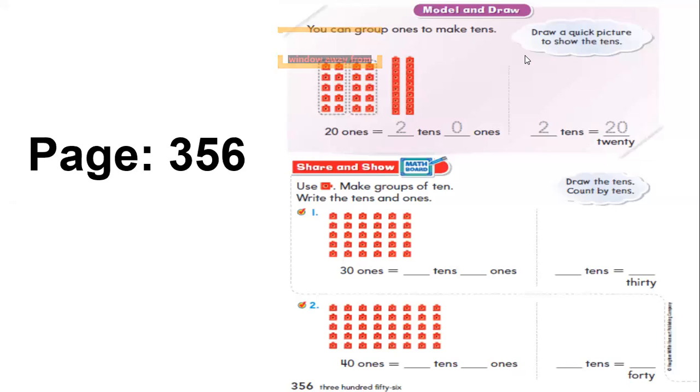Open the page, everyone. Page 356 in your book. And write the date on the top. CW 29, 11, 2020. Write the date. Page 356.